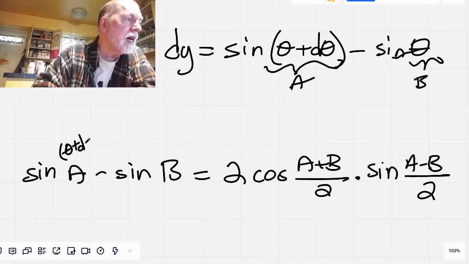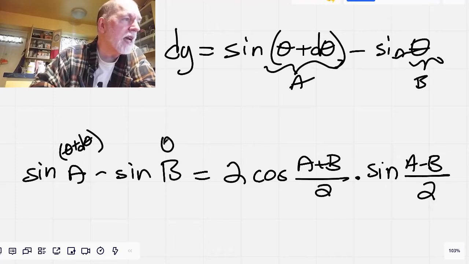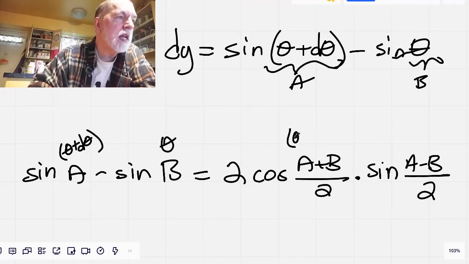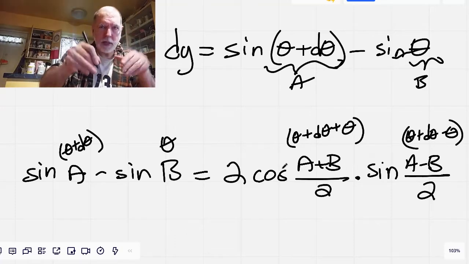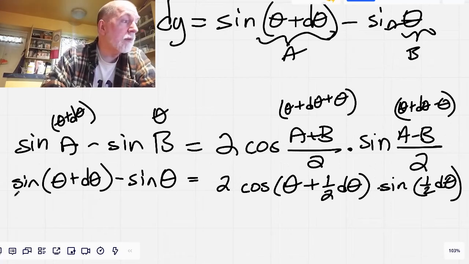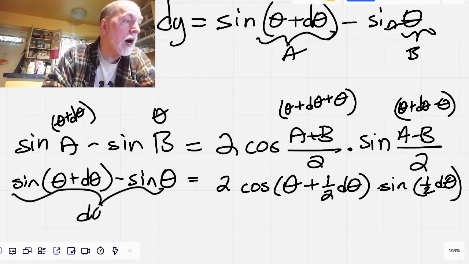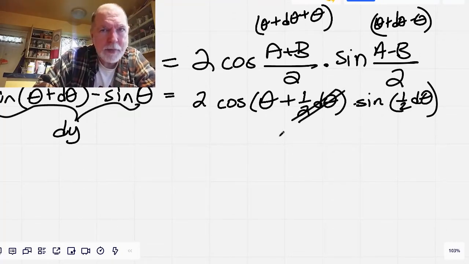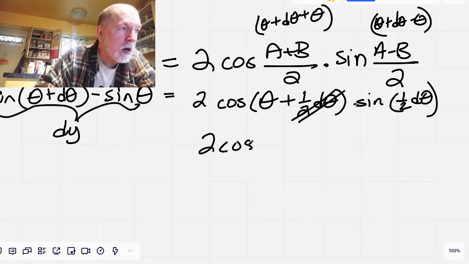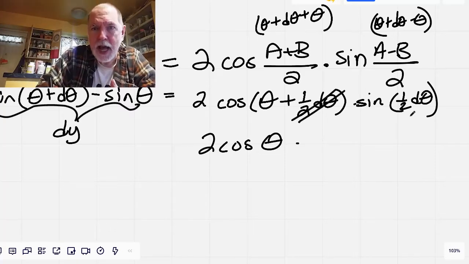So we've got the sine of theta plus d theta minus the sine of theta equals 2 times the sine of (theta plus d theta plus theta) all over 2, times the cosine of (theta plus d theta minus theta) all over 2. Let's clean that up a little bit here. And keep in mind that all of this is dy. For very tiny theta, this pretty much disappears. So we got 2 cosine theta times, now the sine of a half d theta.